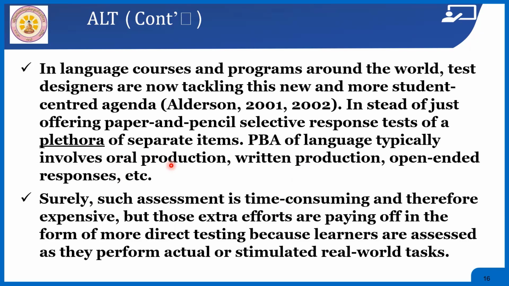So when we talk about the PBA of language, that means the student needs to produce oral production, which can be speaking, or can be writing. Normally oral production is a speaking skill, right? And also written production is a writing skill. Open-ended responses mean the student needs to use higher order thinking skills in order to answer, because the question does not require one correct answer, but the answer is more than one, right? We call it open-ended responses.